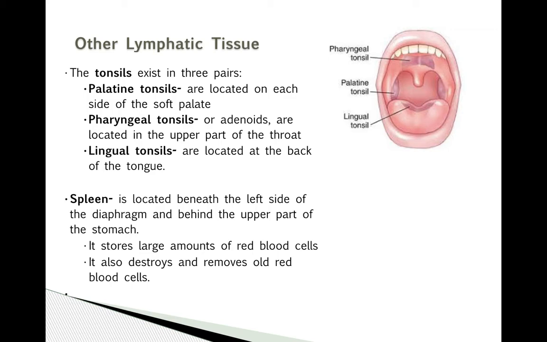They are right behind the nose. So a lot of times when people snore, it may be because their adenoids are inflamed or they're too large, so it's blocking their breathing.